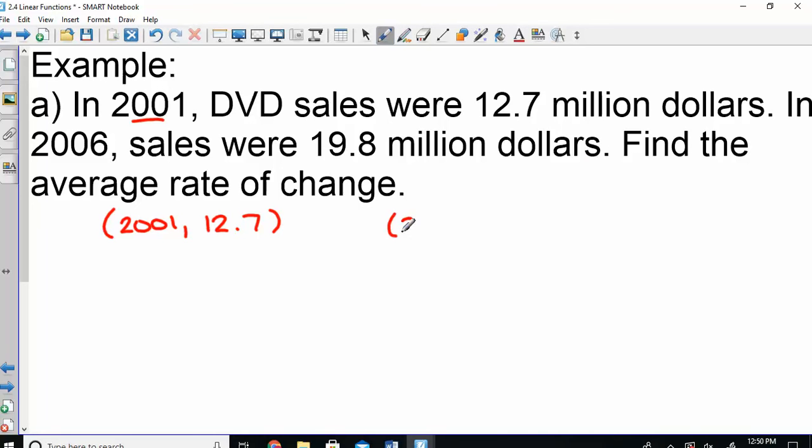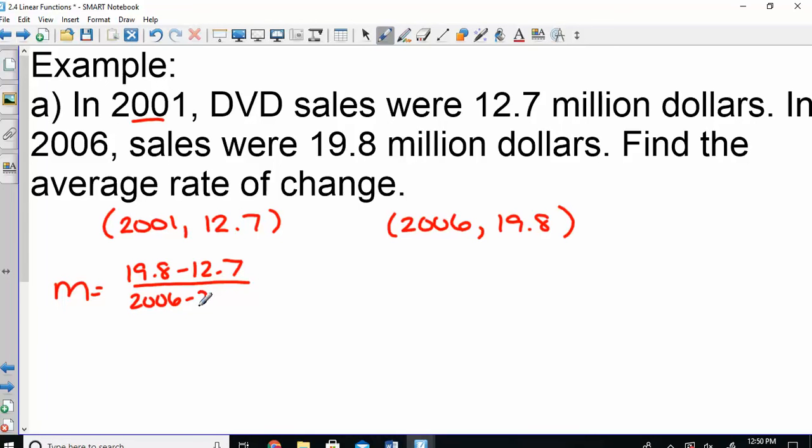Right. In 2006, our sales were 19.8. So average rate of change, y sub 2 minus y sub 1 over x sub 2 minus x sub 1. And we get 1.45.